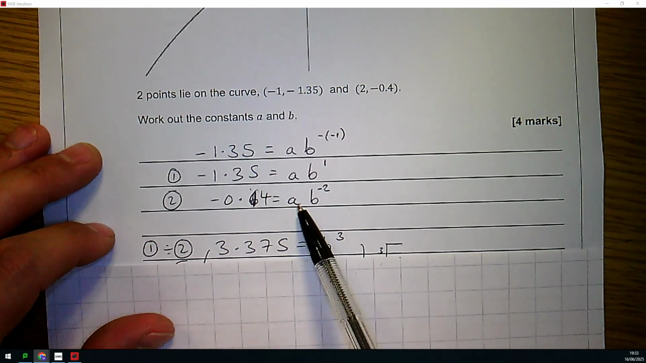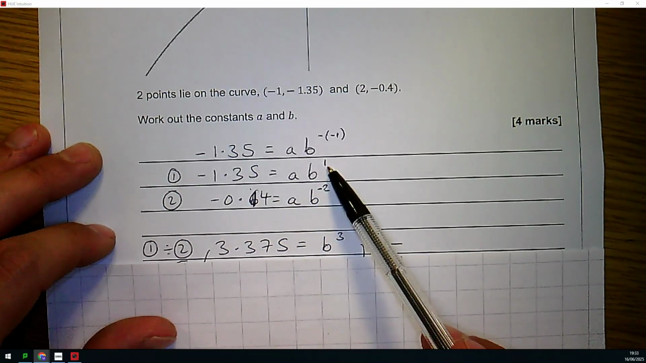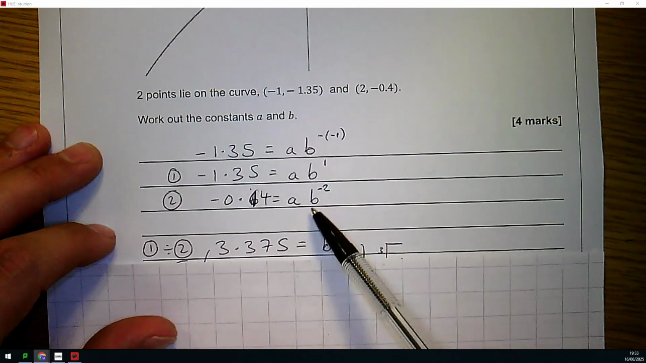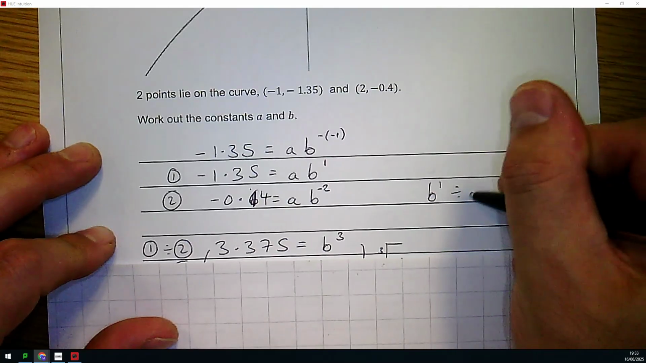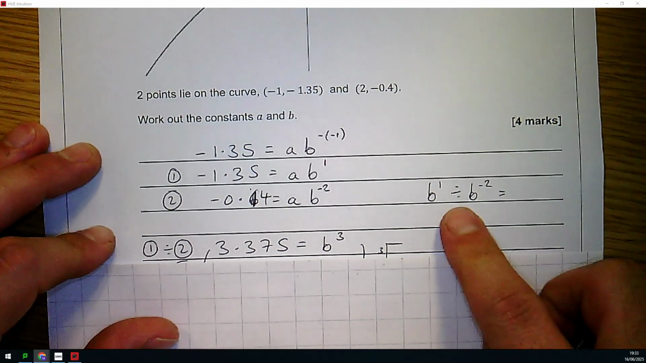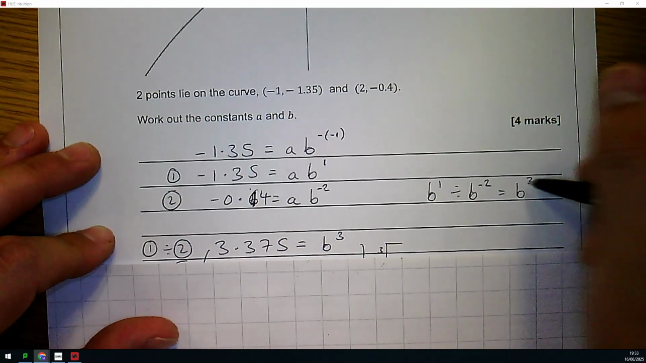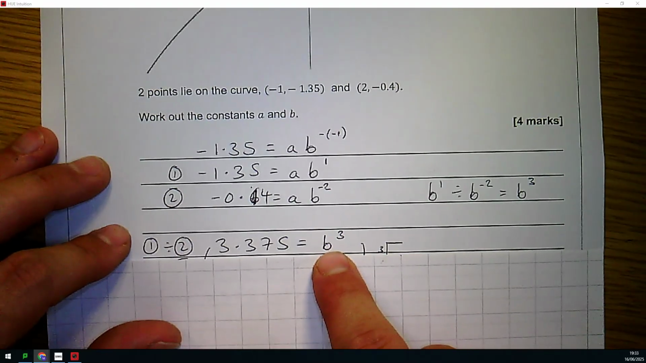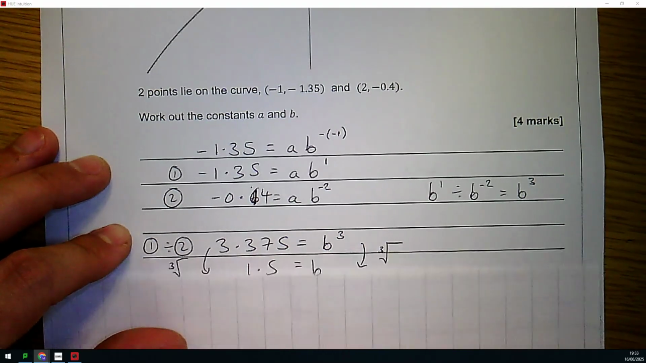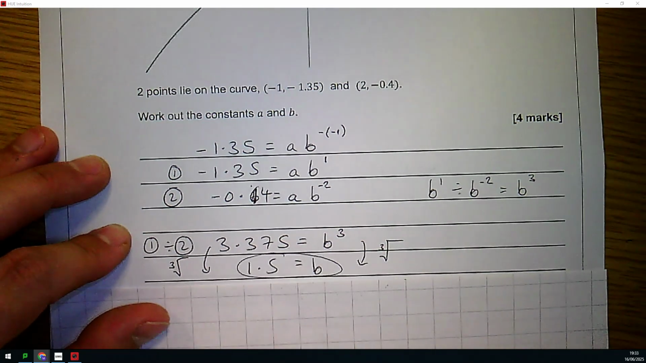a divide a is 1, so that cancels out. And b to the power of 1, that's why I had it there before, divide b to the power of -2. We subtract the powers. 1 subtract -2 is 3, so we end up with b cubed. And that's what I have here. Then we just need to cube root each side, and b is equal to 1.5. And that's my first value to find a and b.